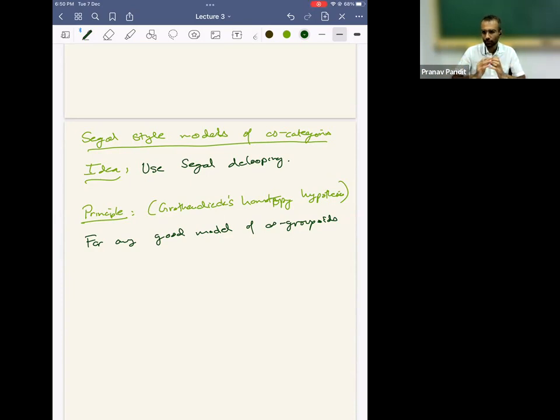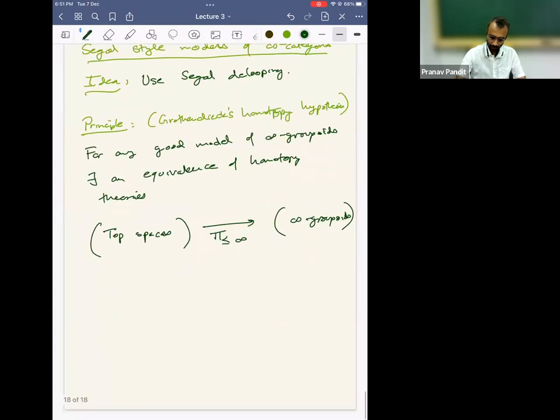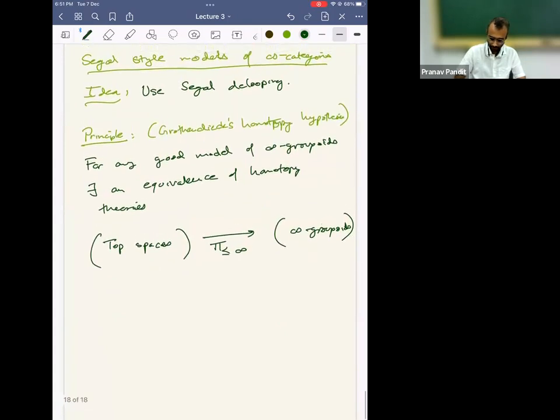The Grothendieck idea was that whatever model you have for infinity groupoids, it should have the following property: there should exist an equivalence of homotopy theories from topological spaces to infinity groupoids in this model, which models the idea of taking the fundamental infinity groupoid. So, for example, a realization of the principle, which we saw in the first lecture, was the following.